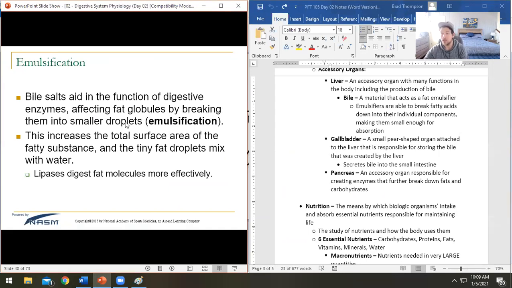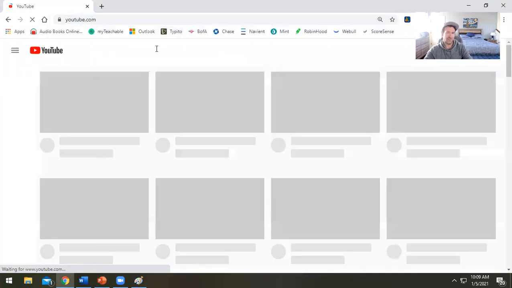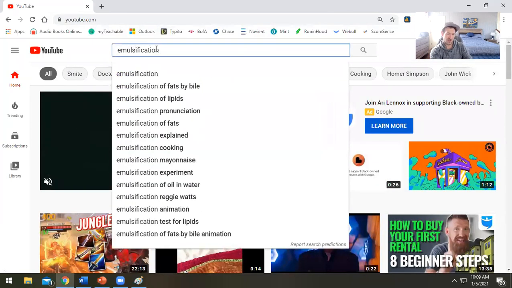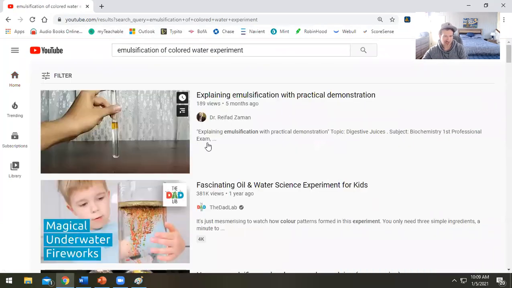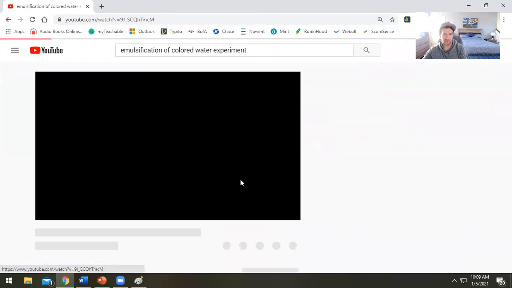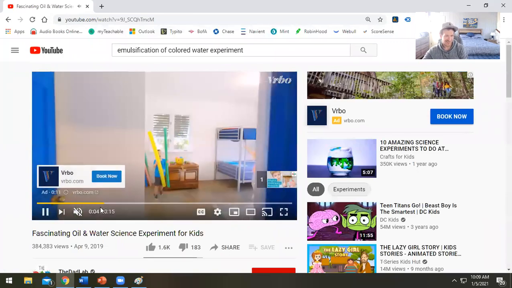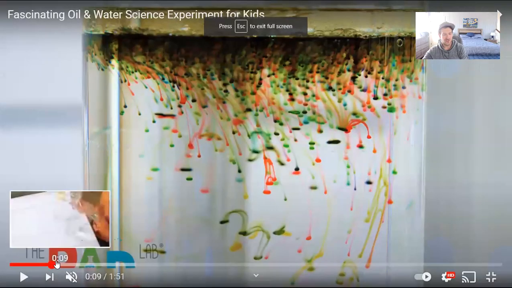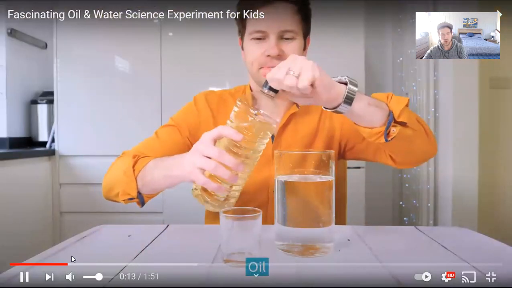Emulsification is breaking fats into smaller droplets, right? What's that little experiment they do with kids, right? Emulsification of colored water experiment. They always do this for kids. Yeah, here we go. So what he's gonna do is he's got some oil here. There's water. He puts a whole bunch of oil.